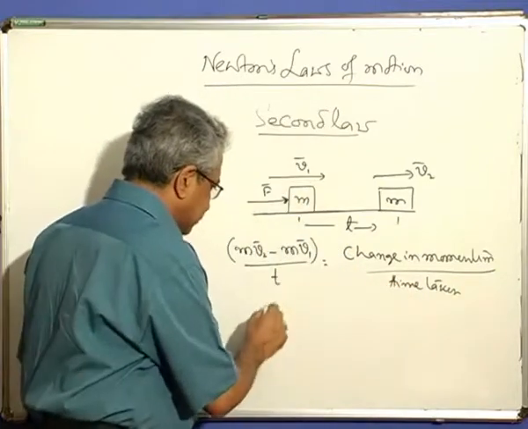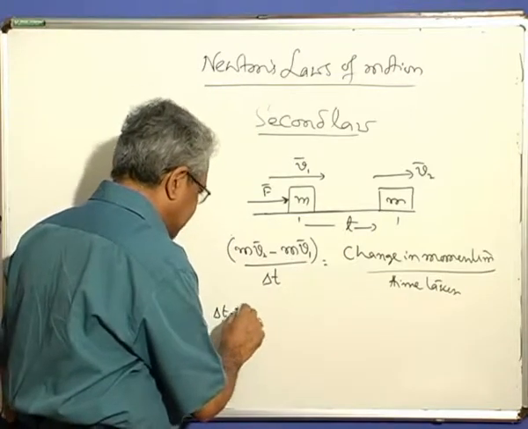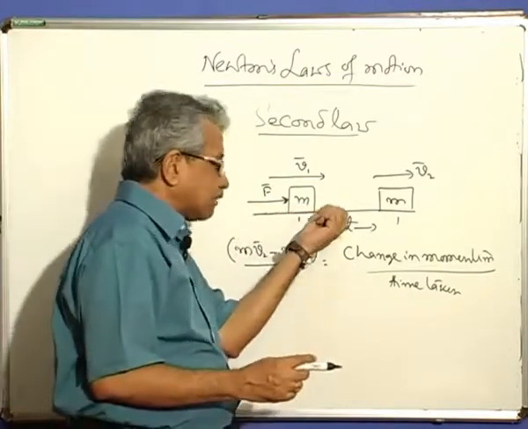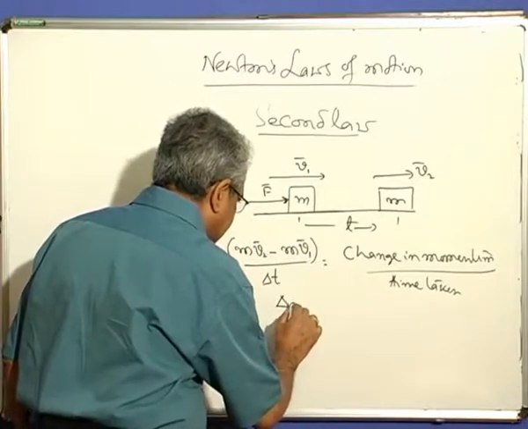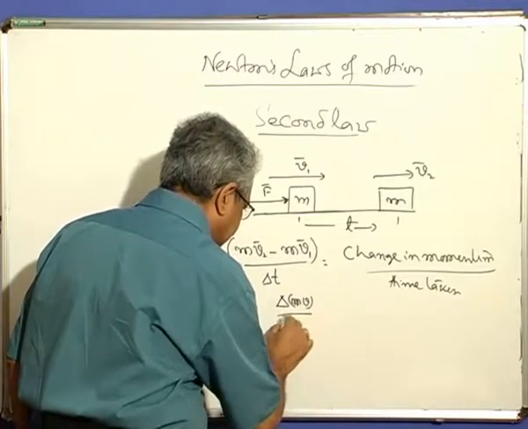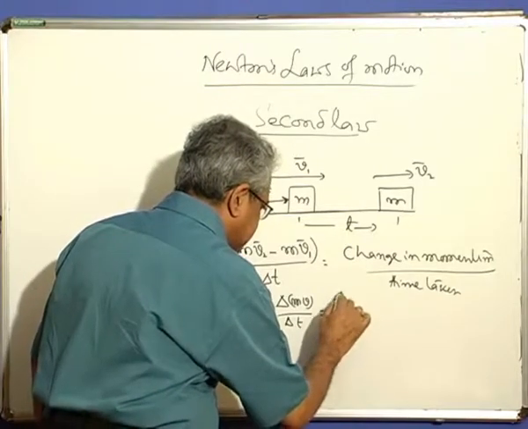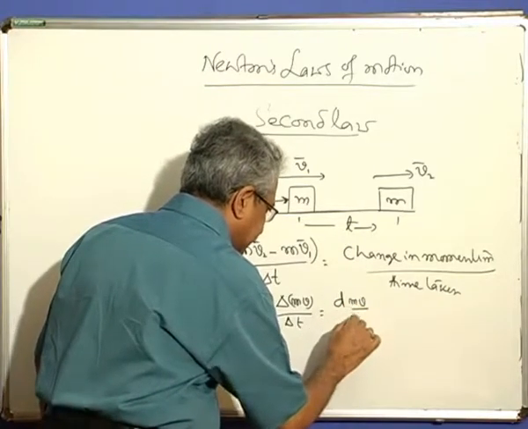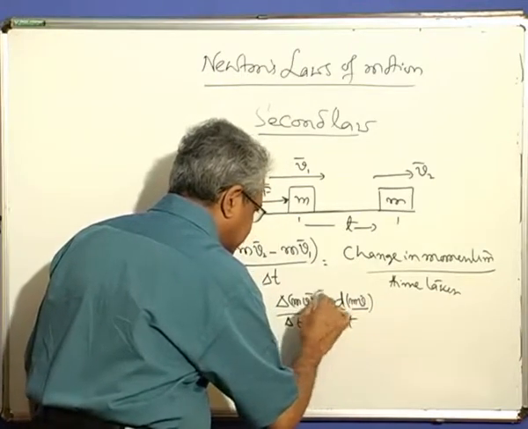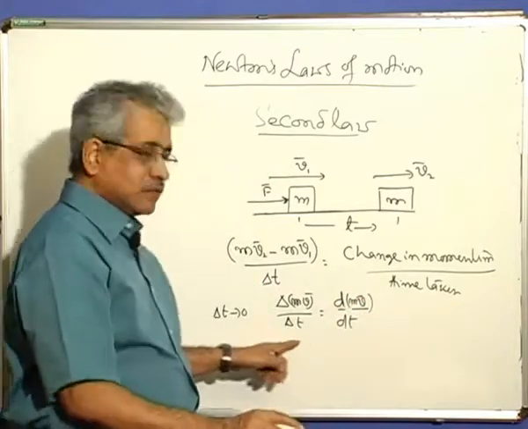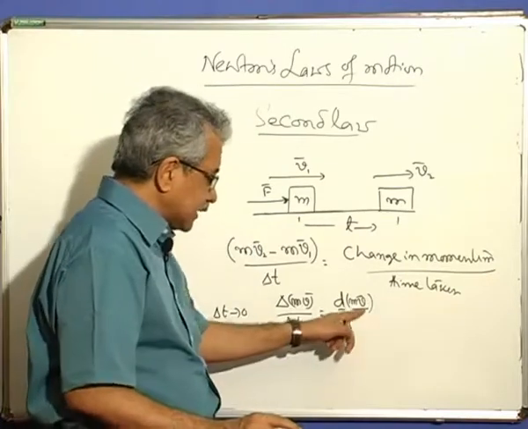Suppose you take this time very small as delta t, and in the limit when delta t becomes 0, that means very, very short intervals of time, then we can call it delta mv by delta t, and we can call it d(mv)/dt. We can replace the deltas with the differentiation, as we discussed earlier in mathematics. So, we can call it the rate of change of momentum.